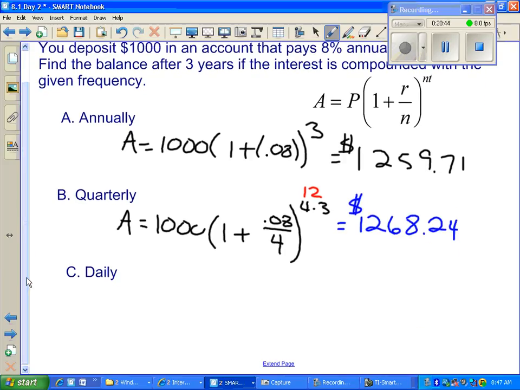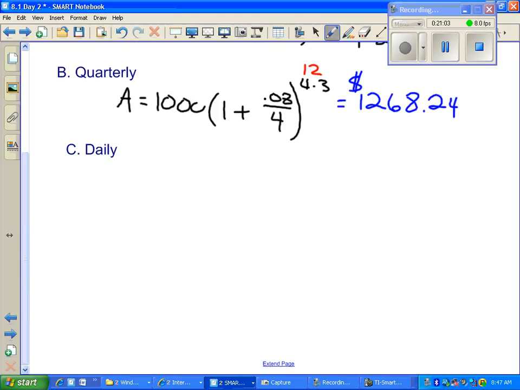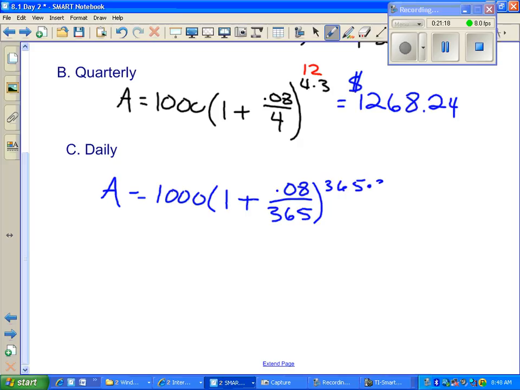But what if I compounded daily? How many days in a year? Except for this year where we have, how about 366? You said 4. No, I'm hearing things. Okay. My mufflers are getting in the way is what he says. Okay, so A is equal to 1,000 times 1 plus 0.08 divided by 365 days, to the 365 times 3 because I'm doing this for 3 years.